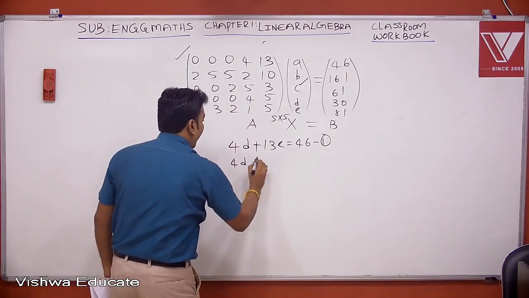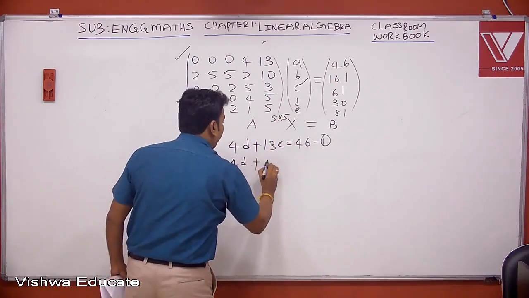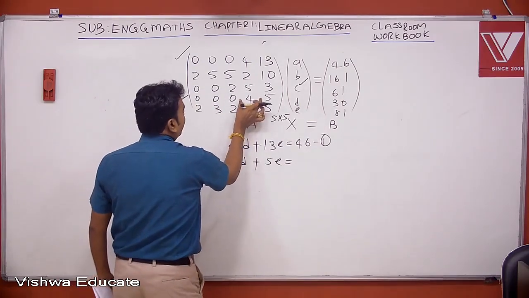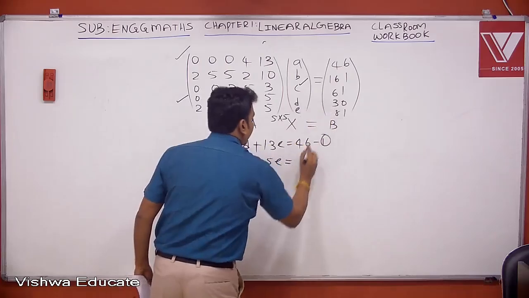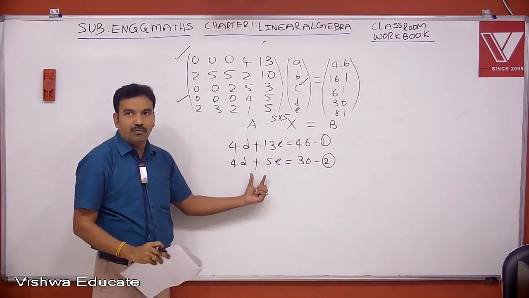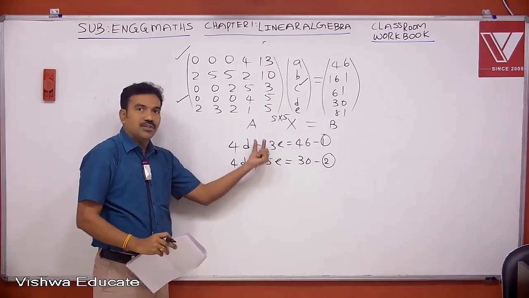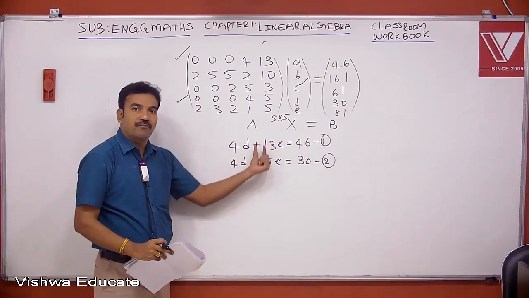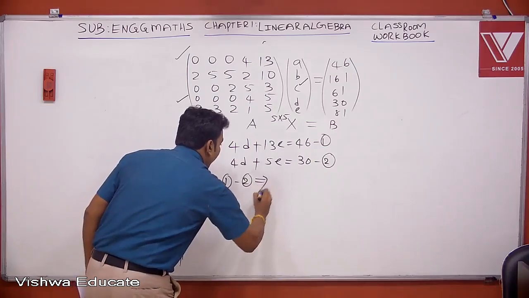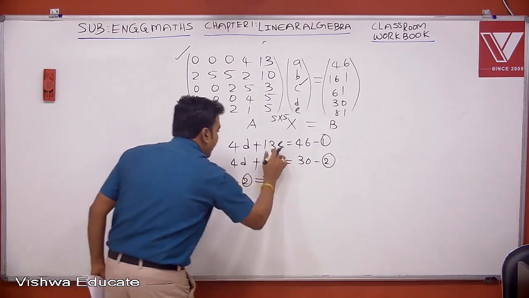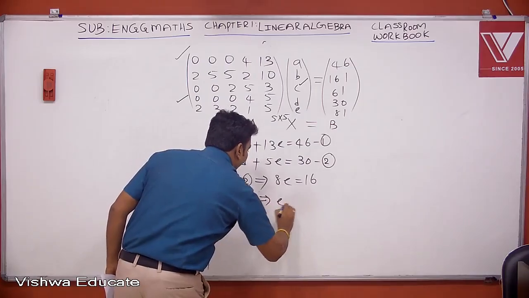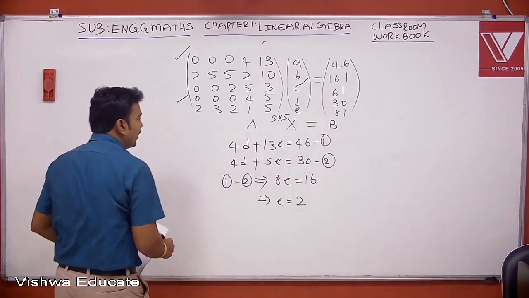Now expand the fourth row. This is 4D plus 5E, equal to, this is the fourth row, therefore 30. Now from these two equations, you can easily get the value of E. Subtract the second equation from the first equation. Equation 1 minus equation 2 implies 4D gets cancelled. You will get 8E equal to 16. This implies the value of E is 2.